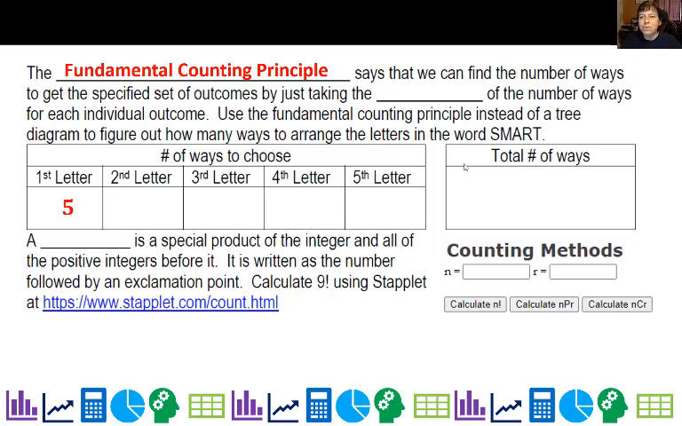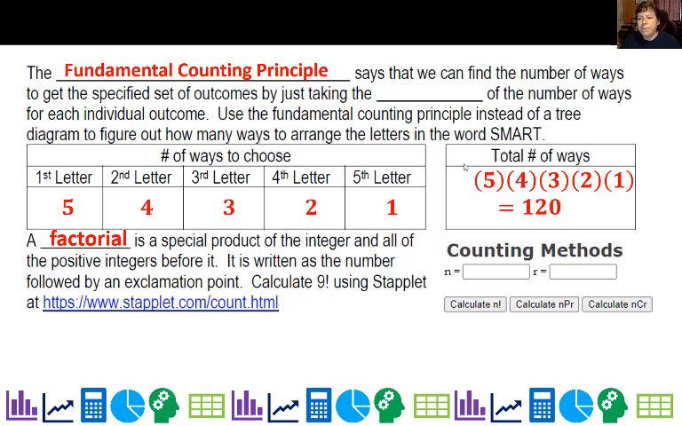We're going to use this to figure out how to rearrange SMART without doing a tree. There are 5 letters in SMART, so I have 5 choices for the first, 4 choices for the next one, 3 for the third one, 2, and then 1. I multiply all those together, and believe it or not, there are 120 ways to rearrange that. A factorial is a special product of the integer and all the positive integers before it. It is written as a number followed by an exclamation mark.